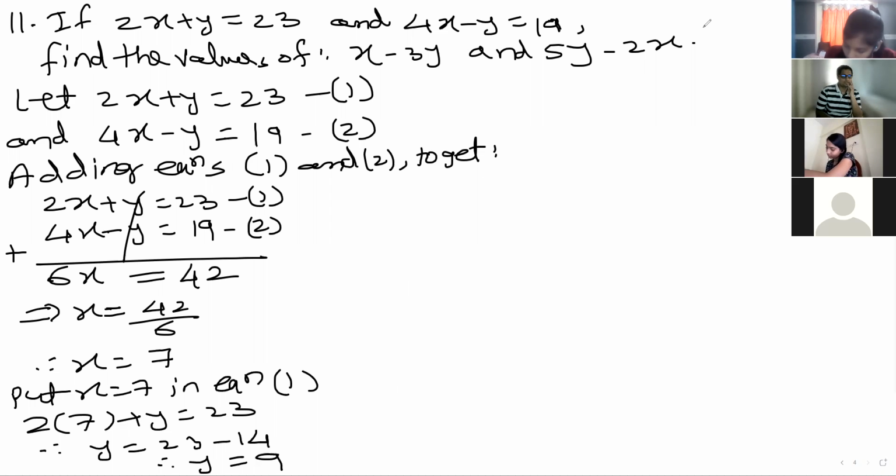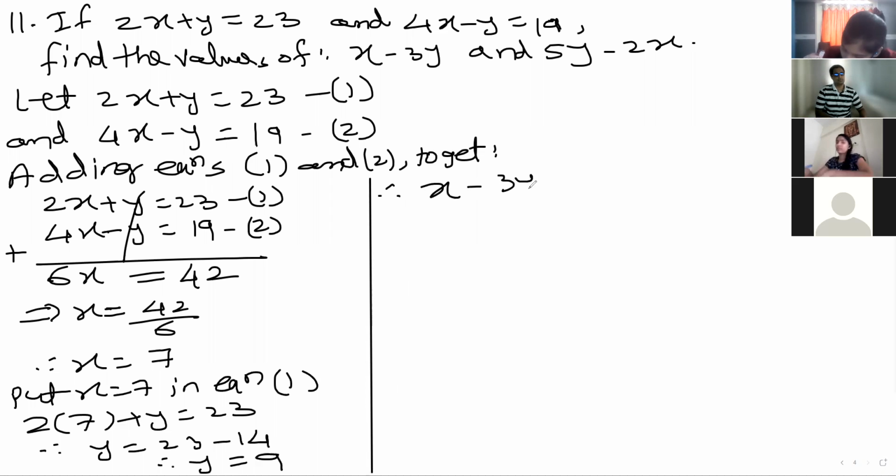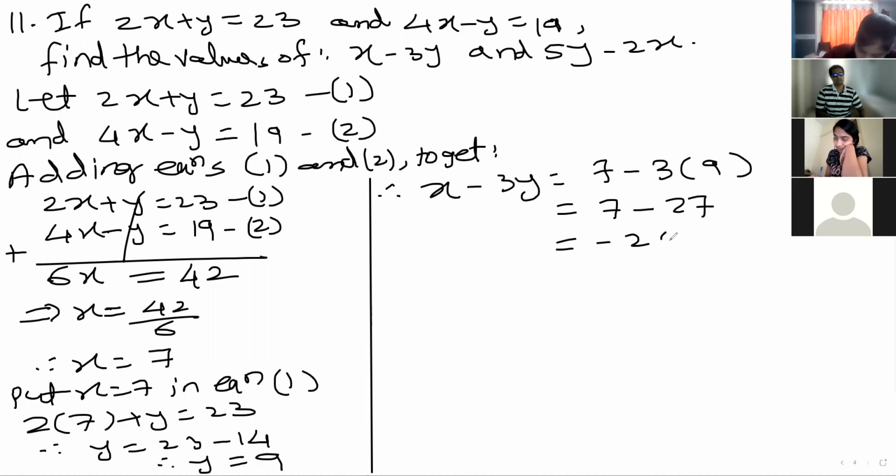Okay, so once you get x and y, you can find the values. So write down, therefore, x minus 3y is equal to 7 minus 3 into 9. So 7 minus 27, that is minus 20 is the answer.